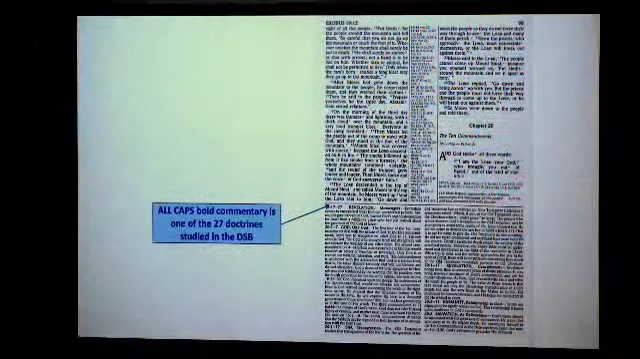And then this also has an all caps section. This study Bible contains in its footnotes down here, this one says Revelation, okay? It has a discussion of 27 major doctrines as outlined by the Bible.